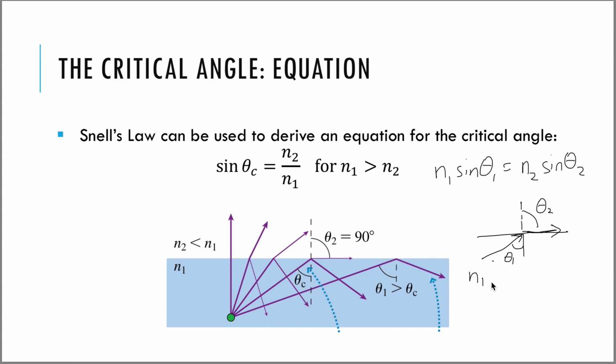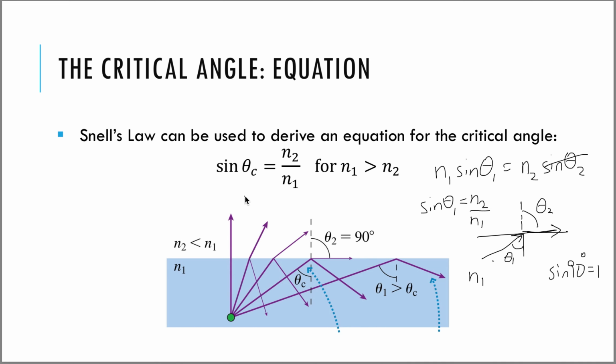So this is n1 over here. If this angle is 90, well, the sine of 90 degrees is equal to 1, so that factor crosses out because it's equal to 1. Now if you solve for sine of theta 1, you get n2 over n1. We define theta 1 as the critical angle. It's the angle of incidence that results in an angle of refraction of 90. And then you know that if your angle is any bigger than this, you'll have total internal reflection.